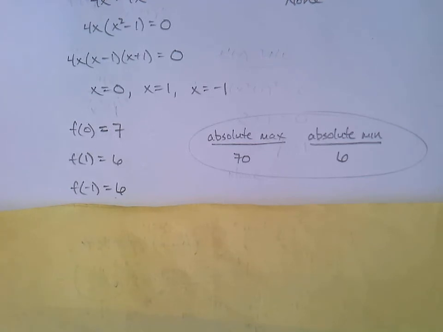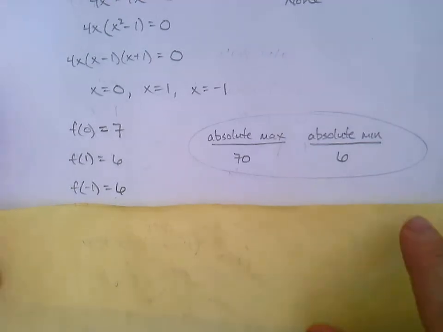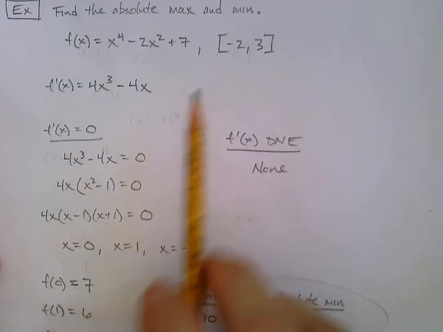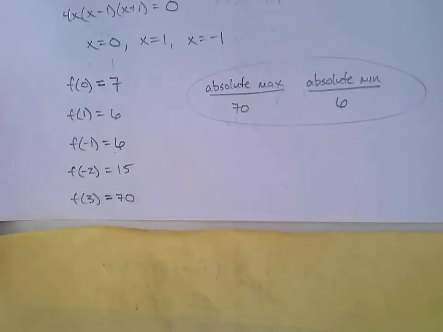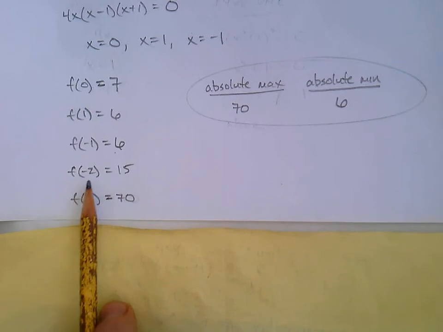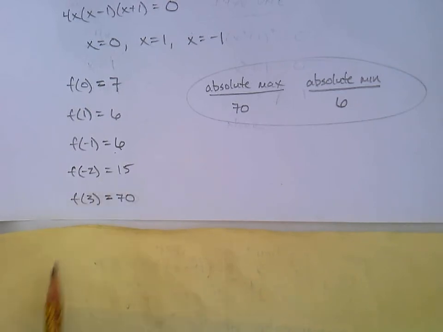Now we can move to step 2. Really, step 1 is the big one. Okay, when we get to step 2, now we find the y values at the endpoints. Well, the endpoints were -2 and 3, so we want to find the y values there, f of -2 and f of 3. And if you plug these back into the original function, you'll get 15. And for 3, you'll get 70.